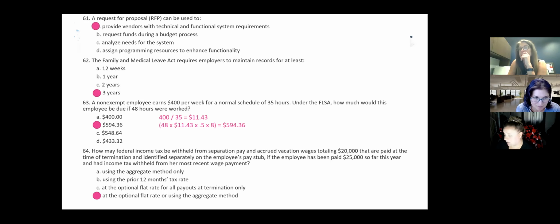It's actually D. You can either do the optional flat rate or the aggregate method. So either way. That being said, if the employee had made over $1 million in supplemental wages, you would no longer have an option. You would have to use the mandatory supplemental rate, which is 37%.